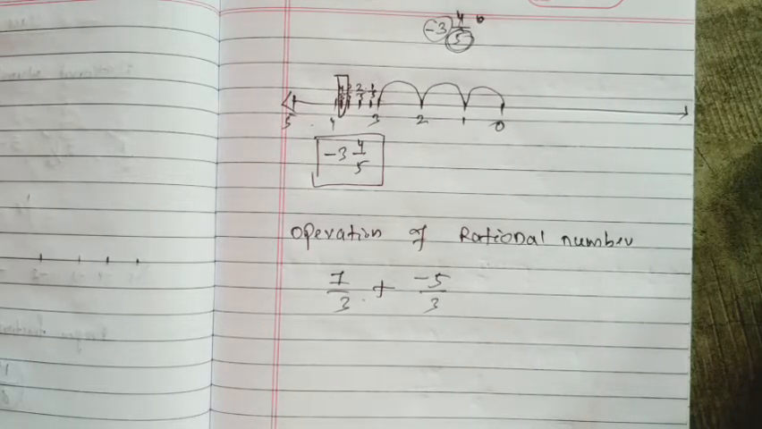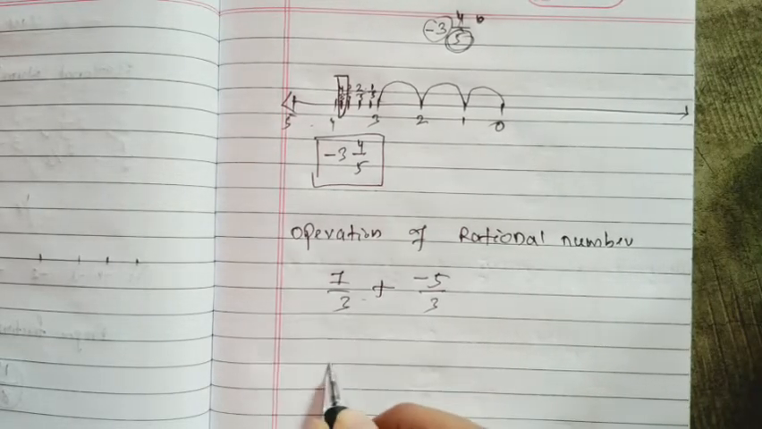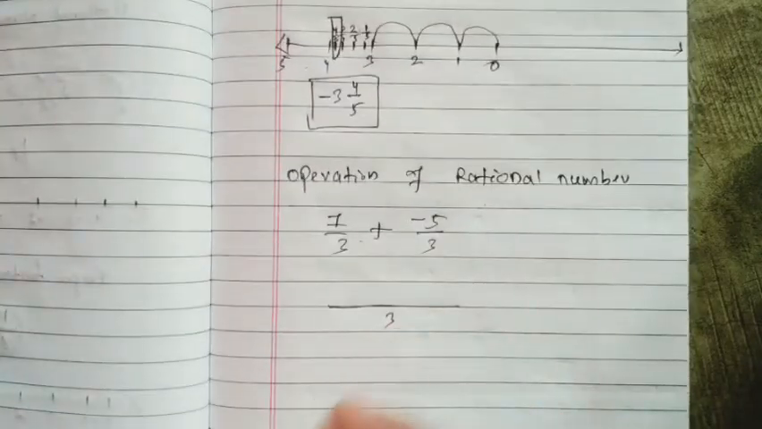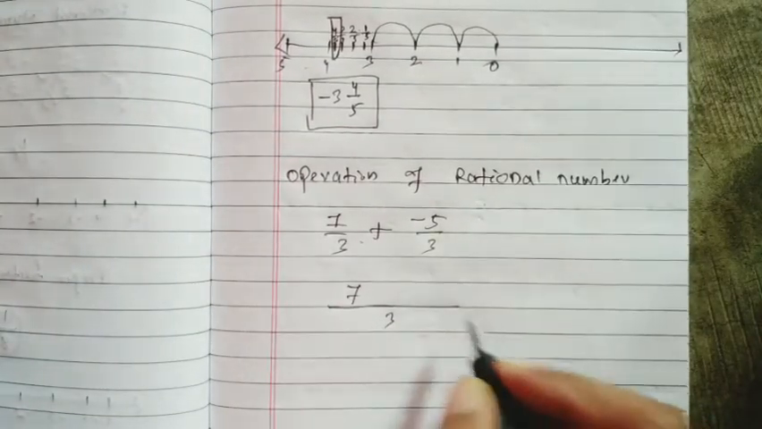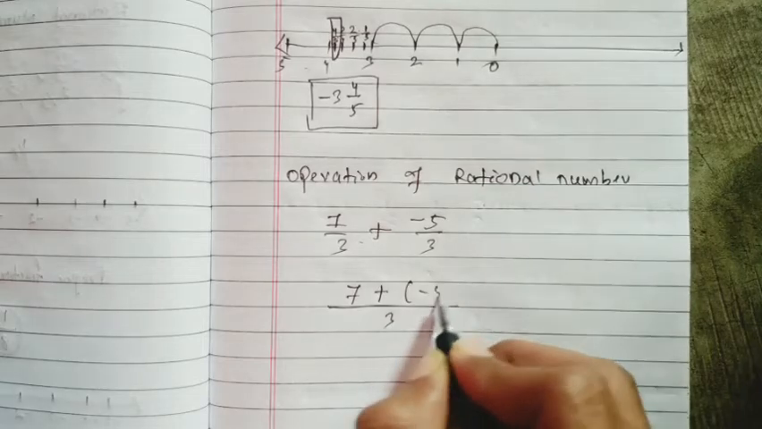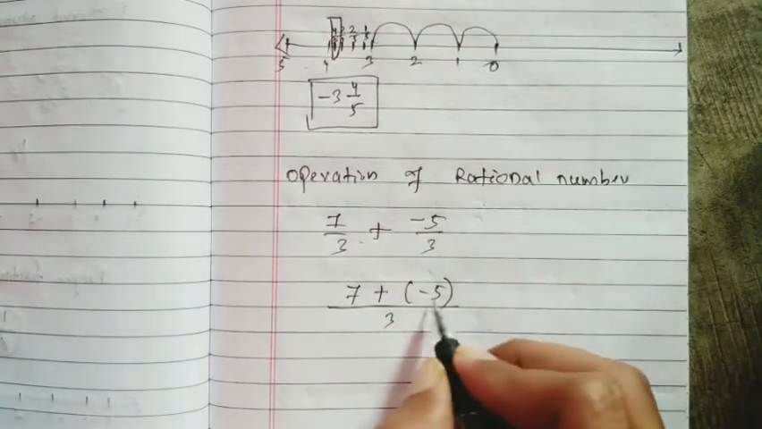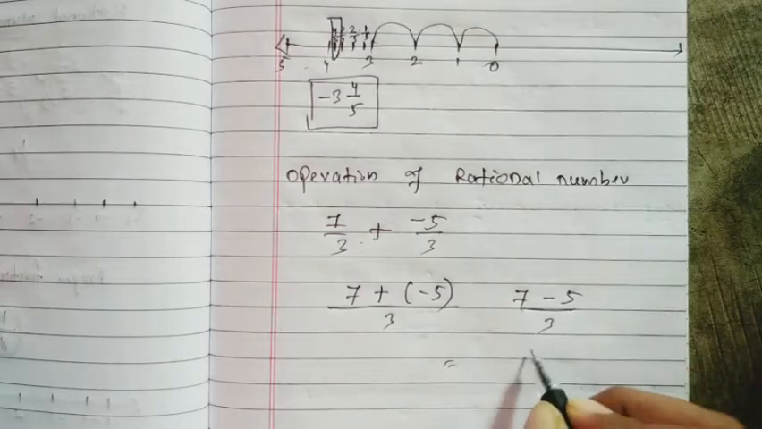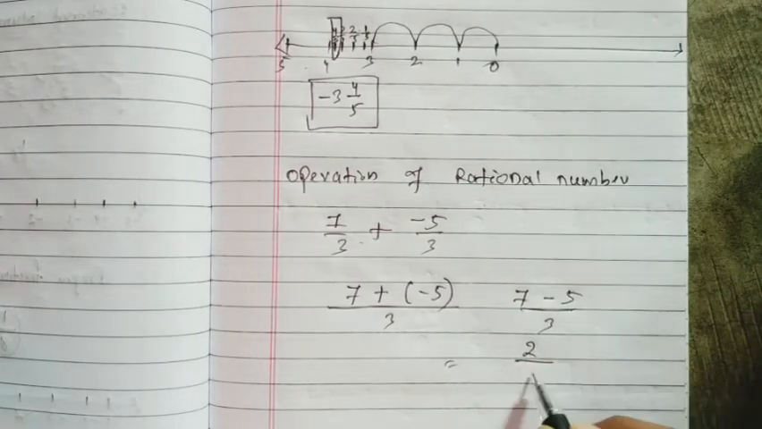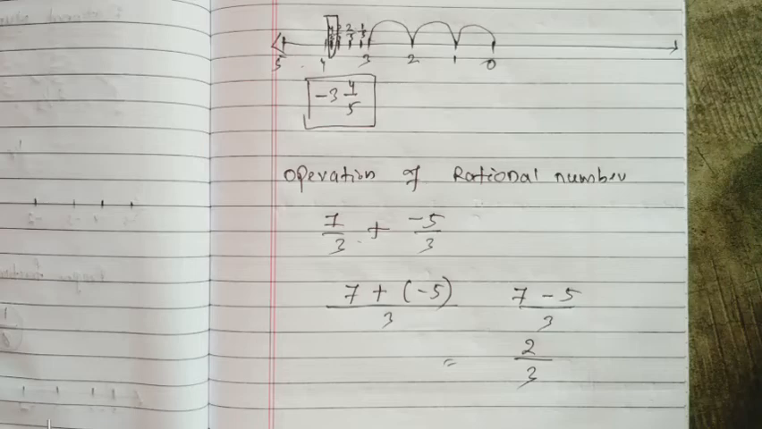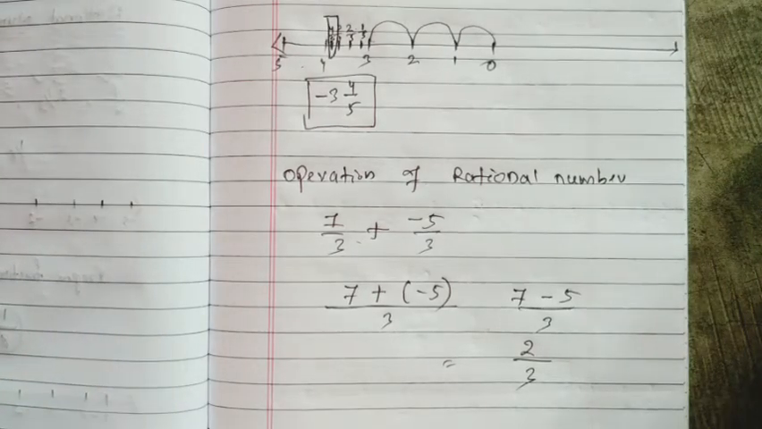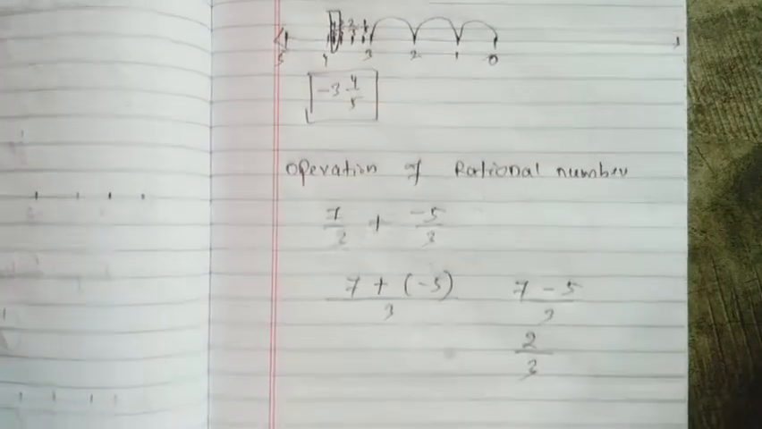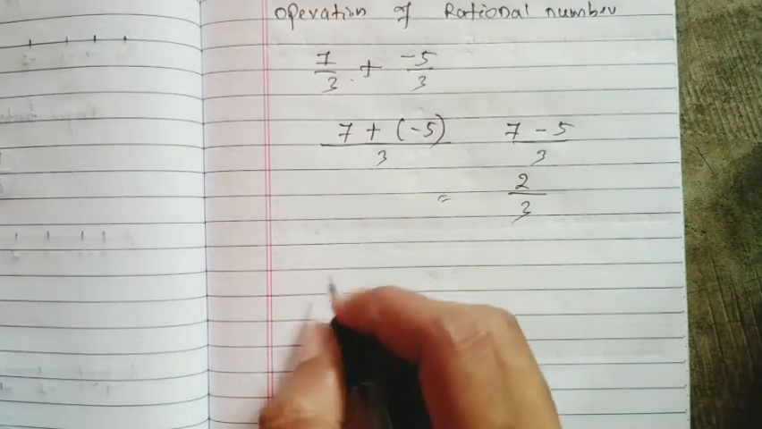So first, the denominator is the same, so the LCM will be the same. So here 7 plus minus 5. If you remove this bracket, that is 7 minus 5 by 3, that is 2 by 3. Clear to all of you? So 2 by 3 will be the answer.